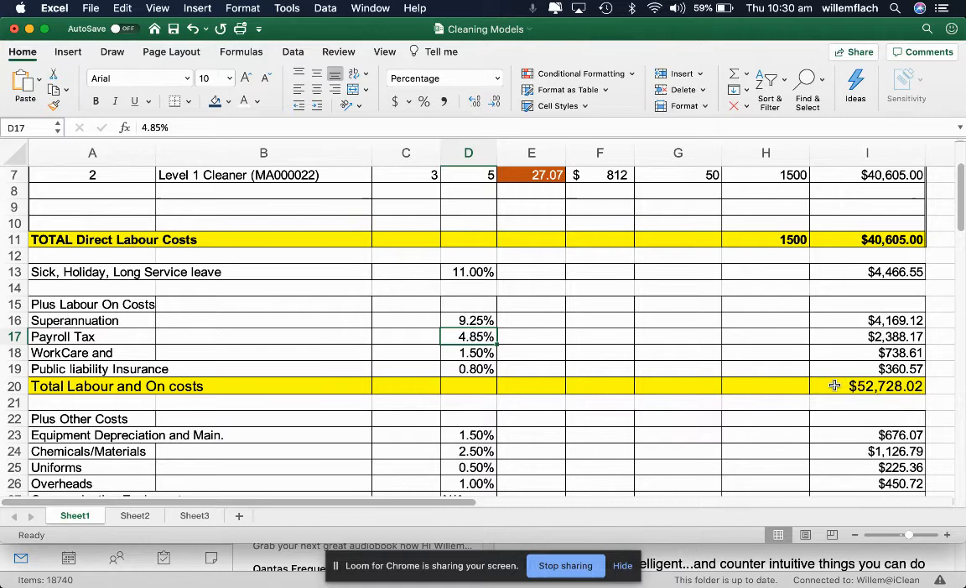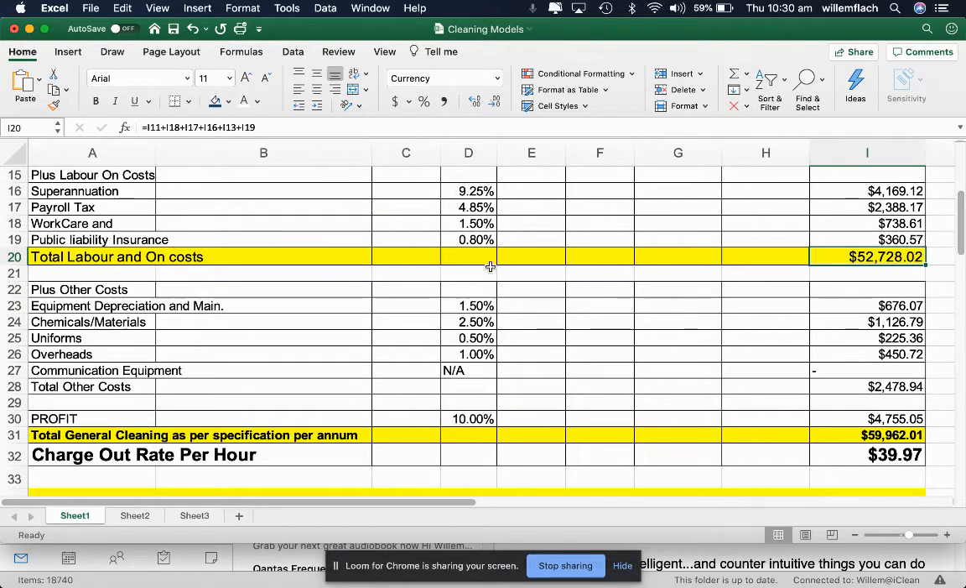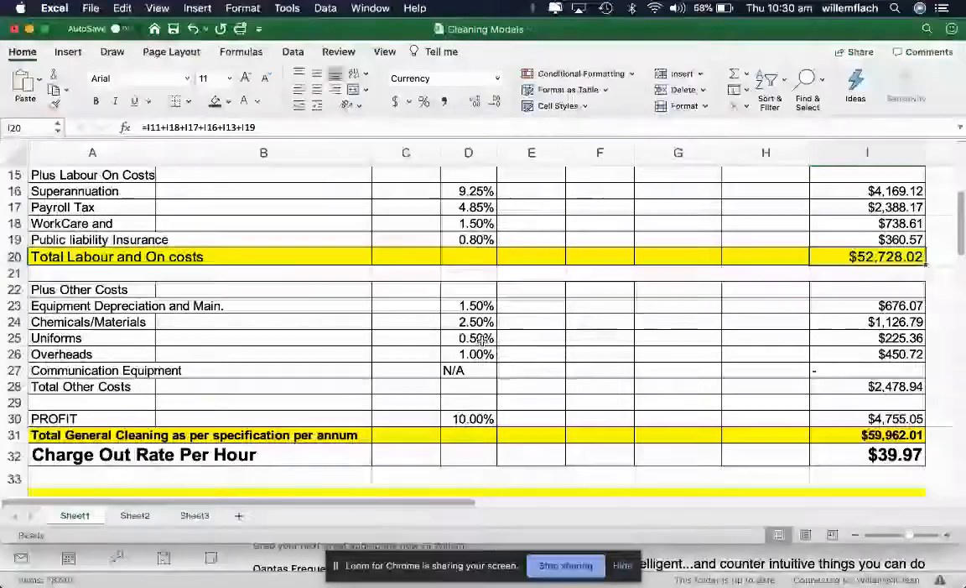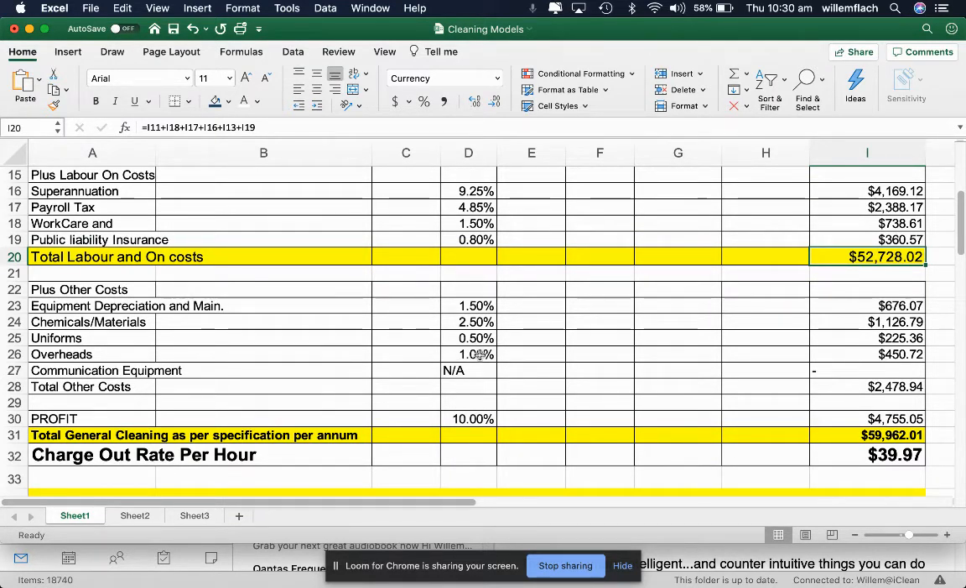So you can see here the total cost for labour, both direct and indirect, is nearly $53,000. So it's another 30% on top of the direct labour cost. So there's a good way to actually calculate it. On top of that, we've also got equipment and depreciation expenses, chemicals, if we need to provide all this for the cleaner. There's uniforms and there's overheads for things like the QR codes, Ops Central. All those are costs involved in getting the cleaner on site doing the job.